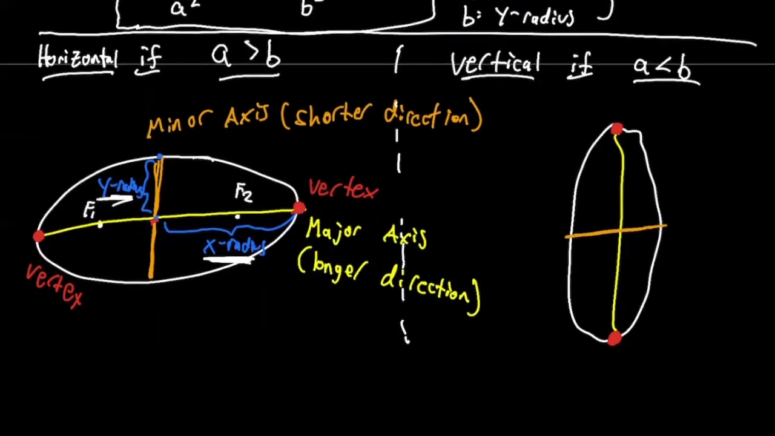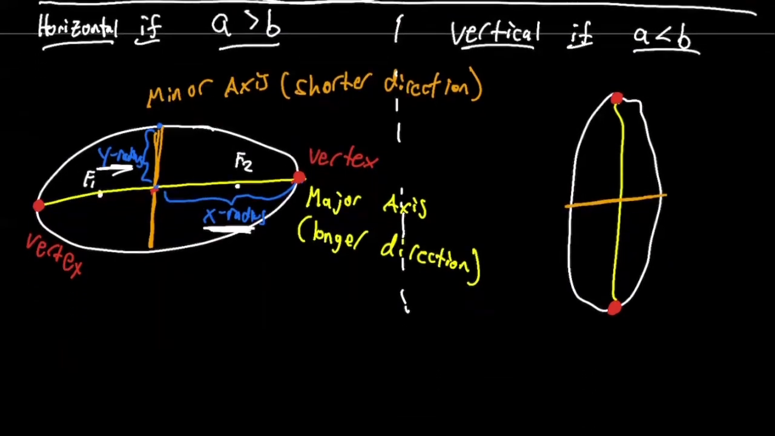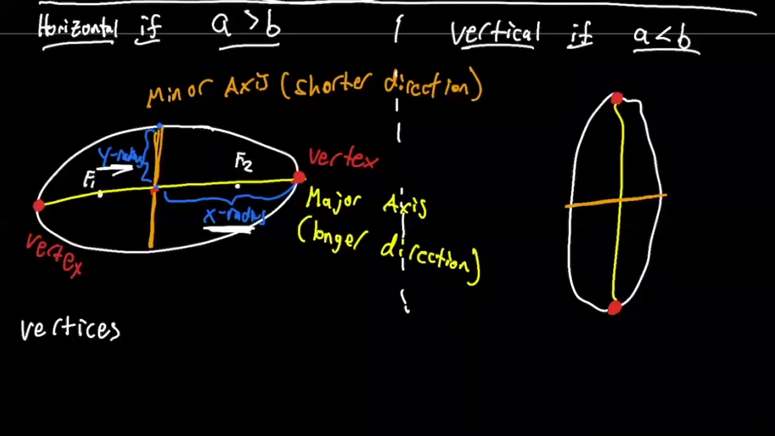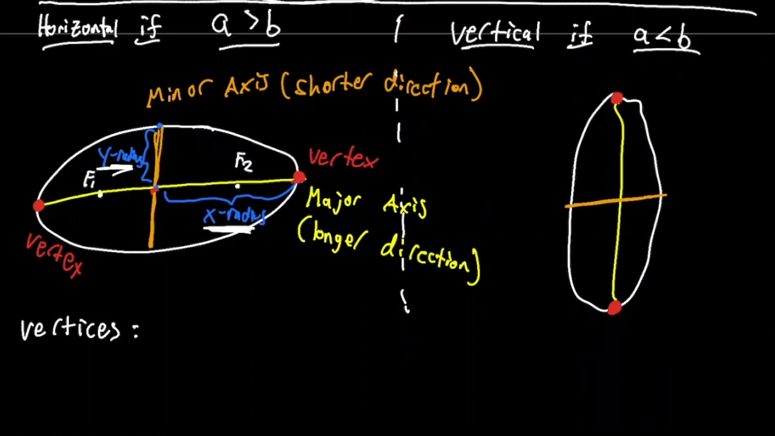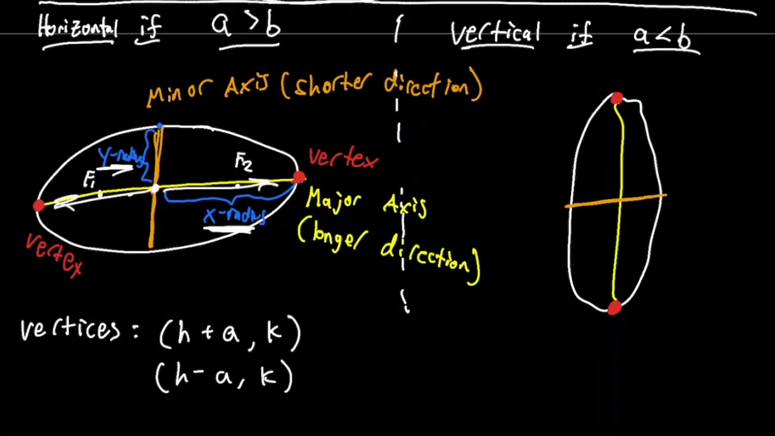To find some key pieces of information, for example, if we're trying to find the vertices, then what we can do is look at the center, and then if it's in the x direction, we're going to be adding that x radius. So h plus the x radius, which we labeled as a: h plus a comma k, and h minus a comma k. So we're taking that center, and then we're adding the x radius to the right and the x radius to the left. And that's how we find the two vertices.